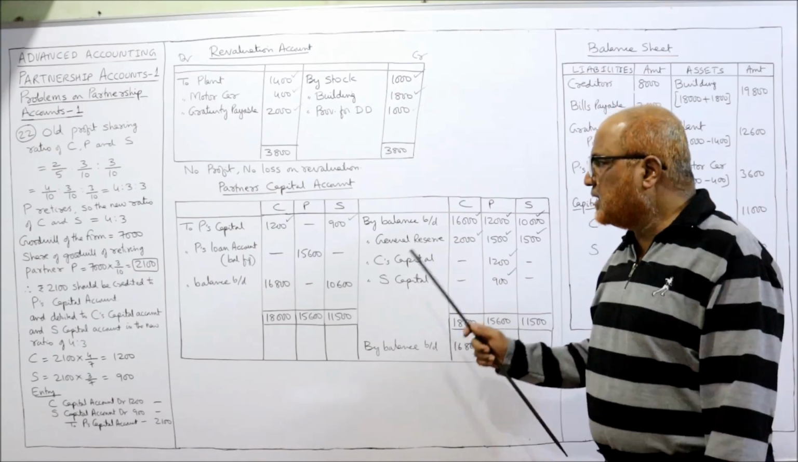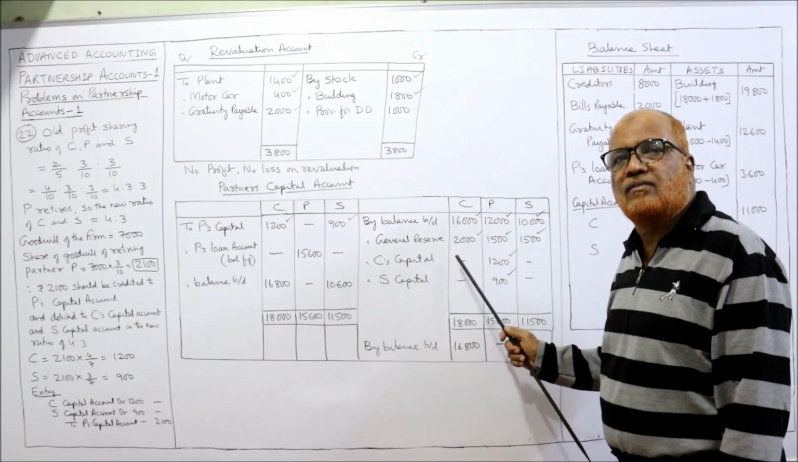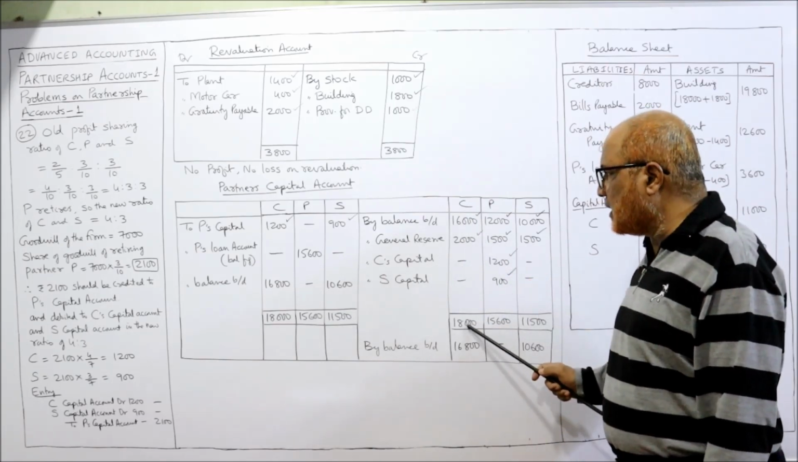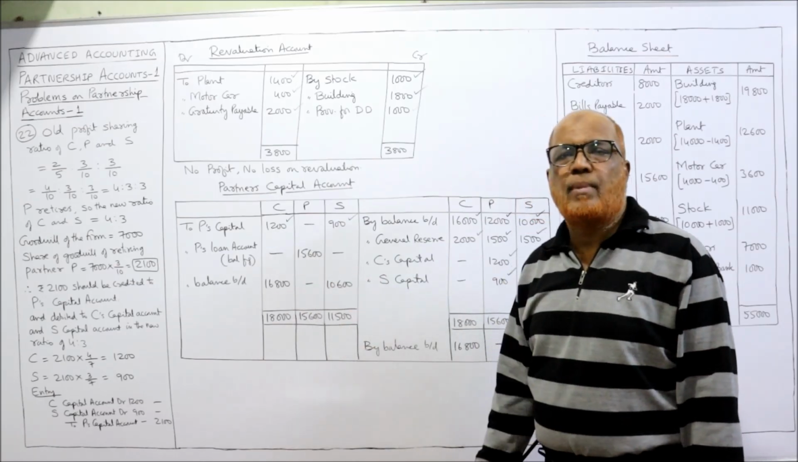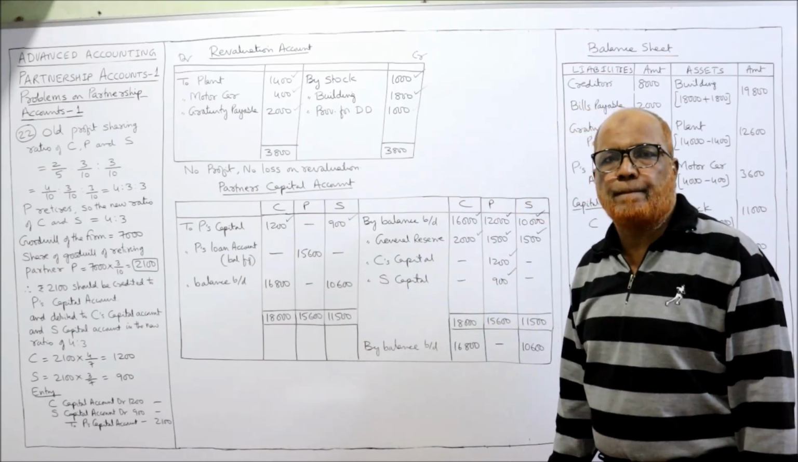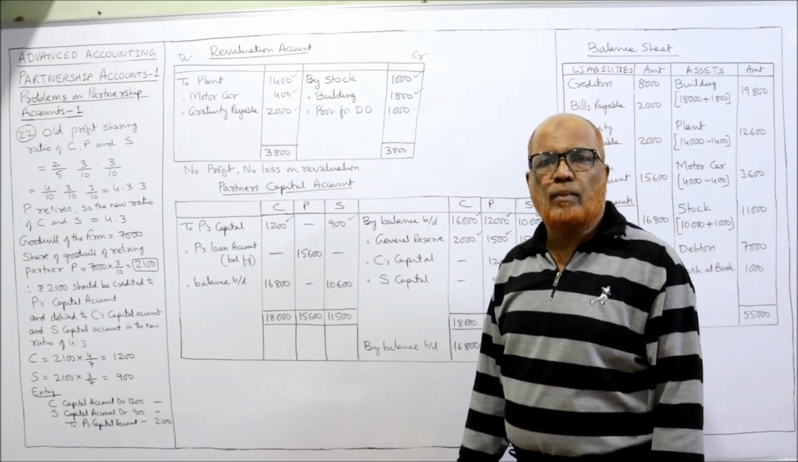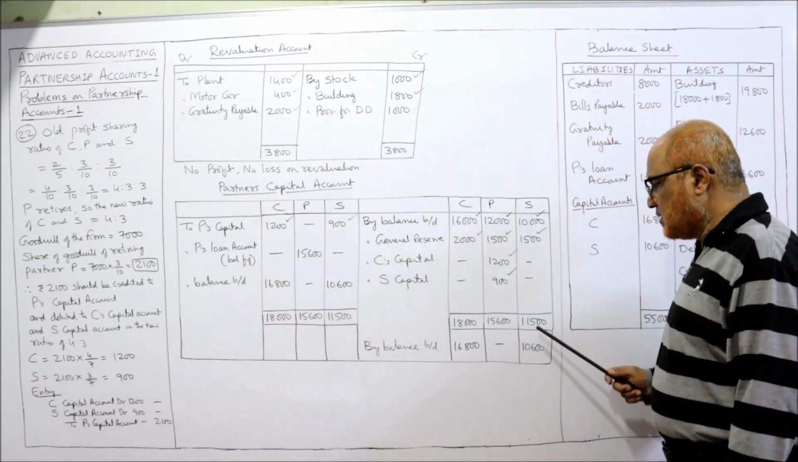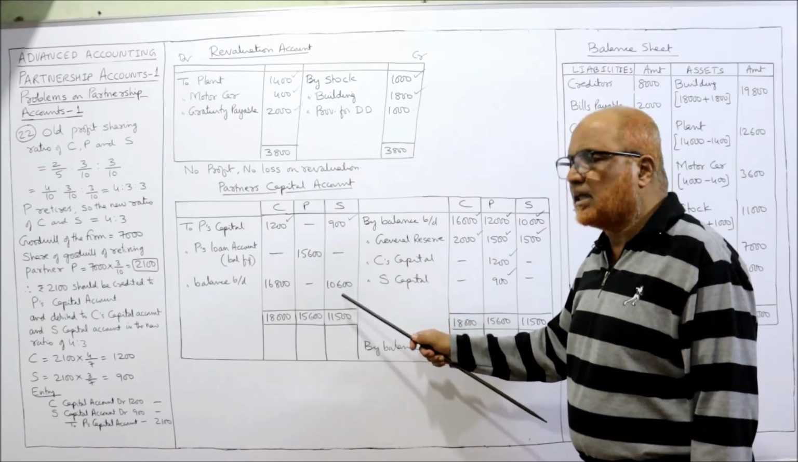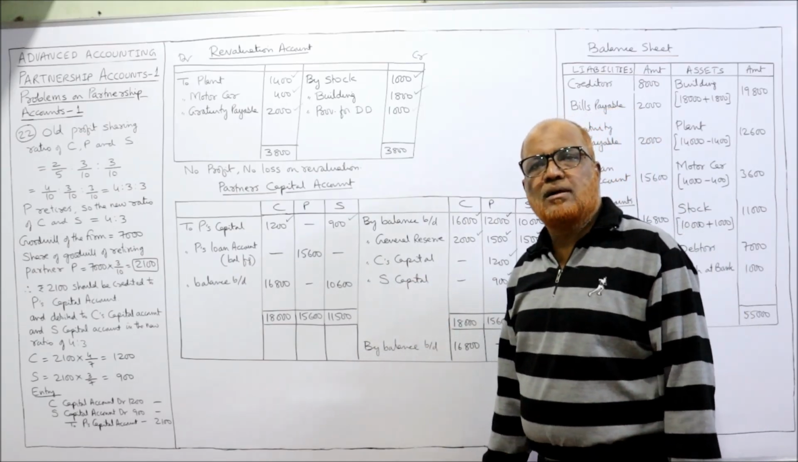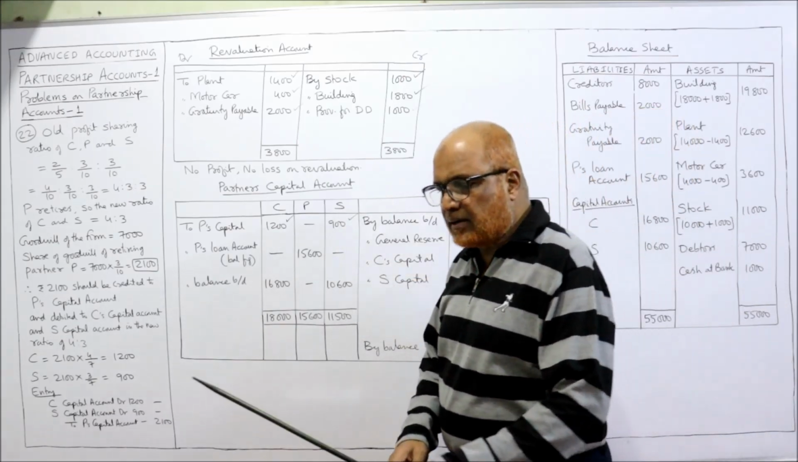That's it. Regarding the other partners C and S, we have to find out the balancing figure. Credit side total 18,000. 18,000 minus 1,200, 16,800 is the balance in C's capital after making adjustment. Now this capital will be shown in the new balance sheet. Similarly, S credit side 11,500. 11,500 minus 900, 10,600. This is the balance in S's capital account. That's all. So this is the partner's capital account.